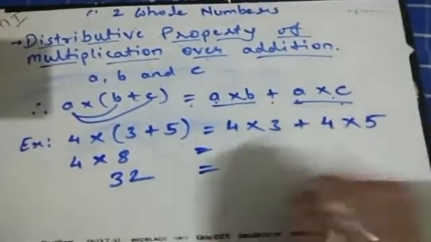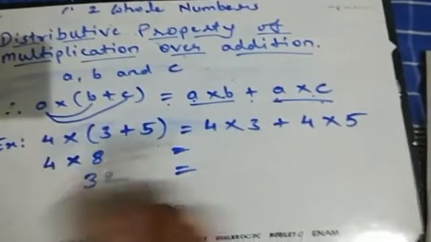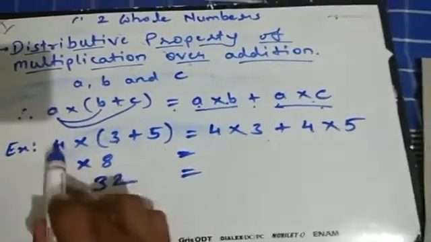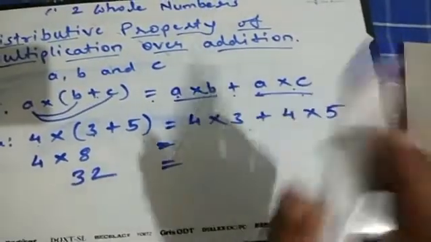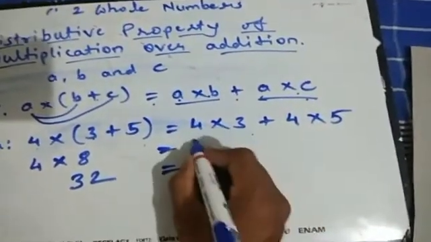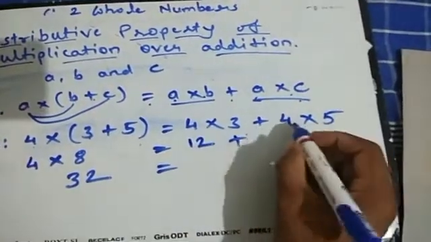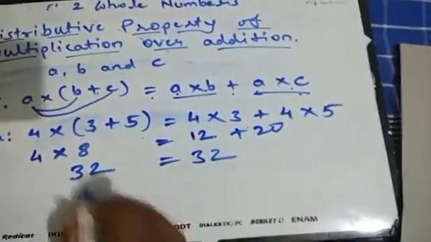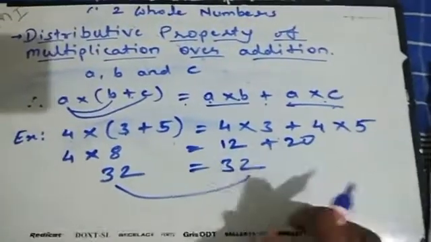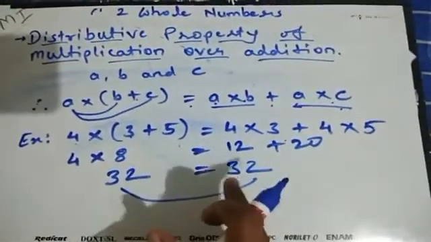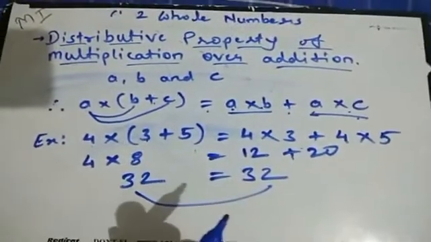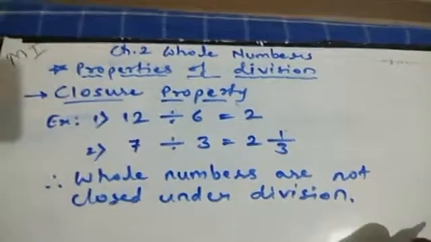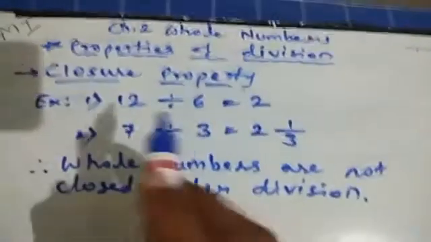Let's see what will happen on this side. Now see here, this 4 we are going to multiply with 3 separately and 4 with 5 separately. Now let's see, 4 3s are 12, and plus 4 5s are 20, and 12 plus 20 is what? Again 32. See, both the answers are equal. Hence, in this type of problem we can solve in both ways. Okay, understood?